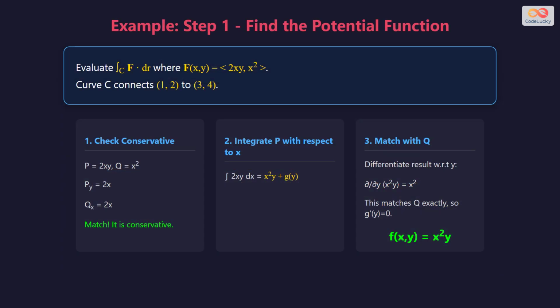Let's try an example. We need to integrate the vector field (2xy, x squared) along a curve from (1, 2) to (3, 4). First, we verify it is conservative. Since the partials match, we integrate P with respect to x to find our potential function, which turns out to be x squared y.